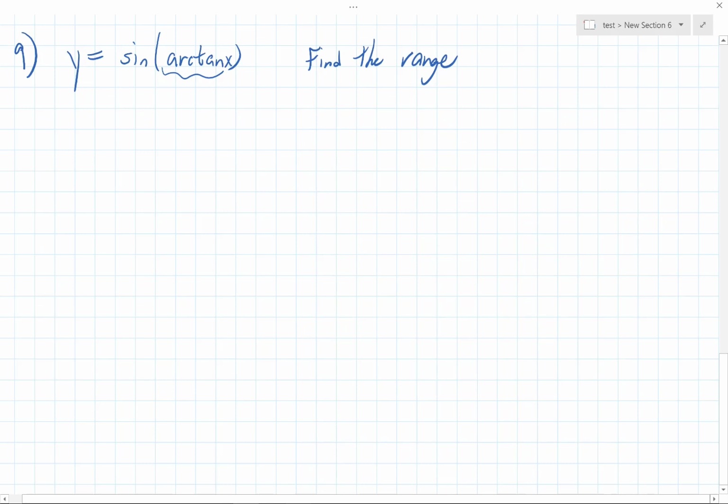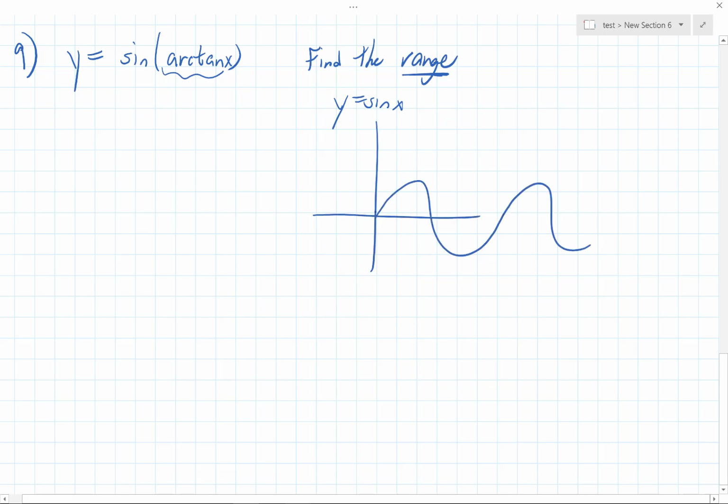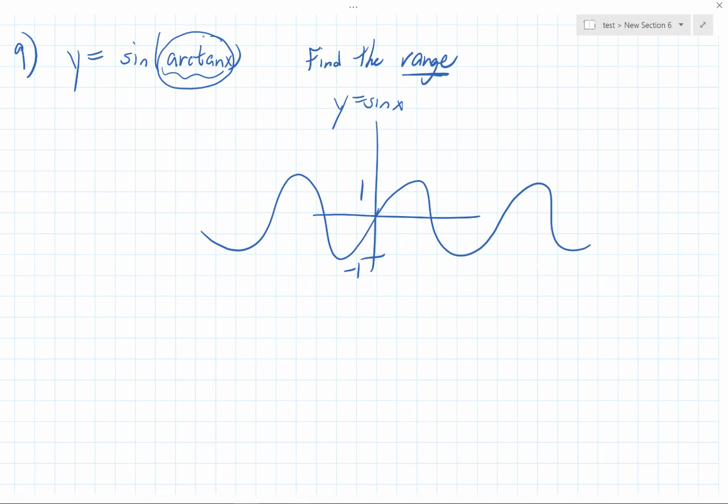Okay, so for this one, they want the range. If it were just y equals sine of x, your sine goes like that, and the range of it, the y values, are going from -1 to 1. So your only question is, does this arctangent limit what you're going to get out of your sine?